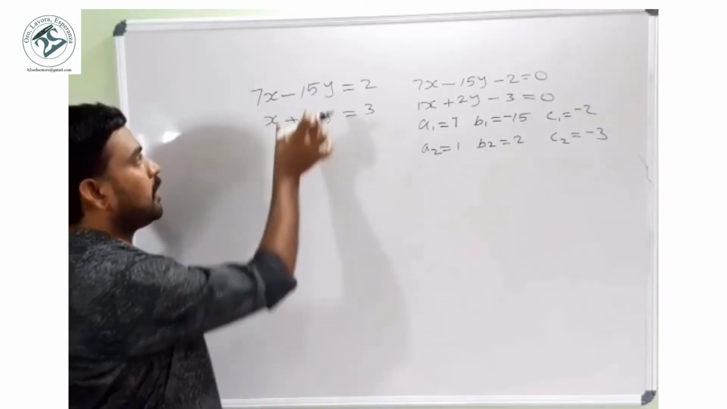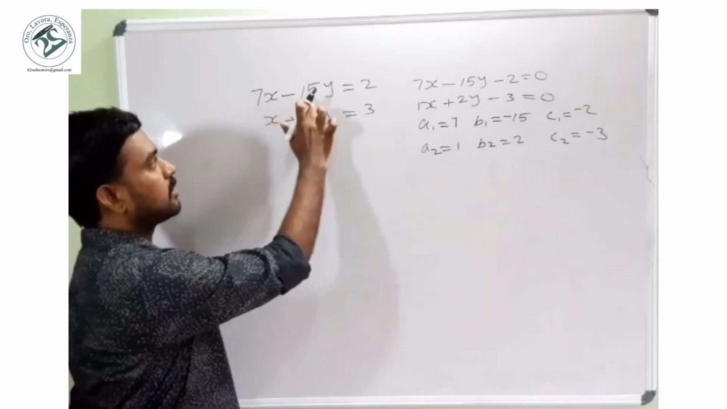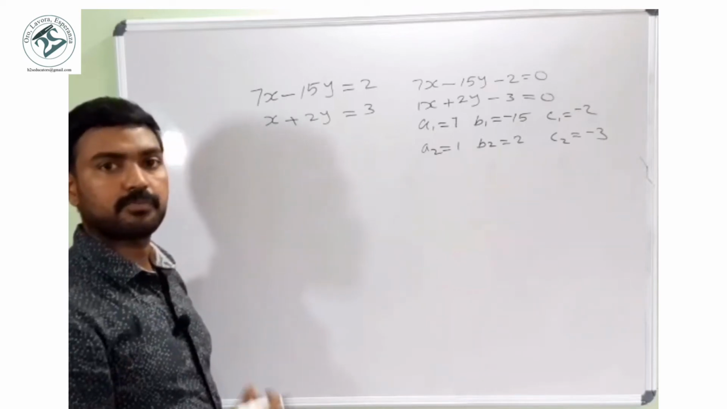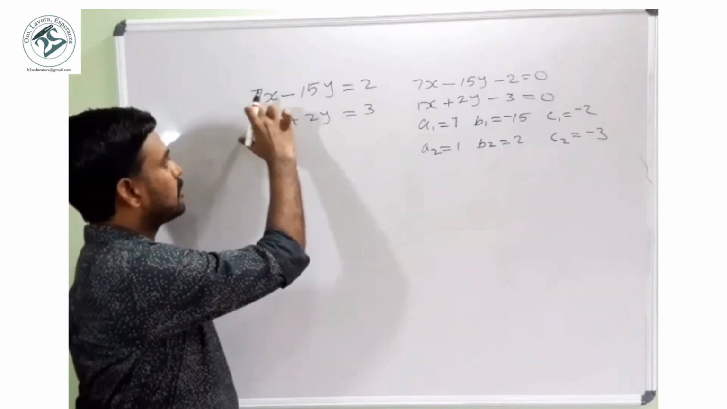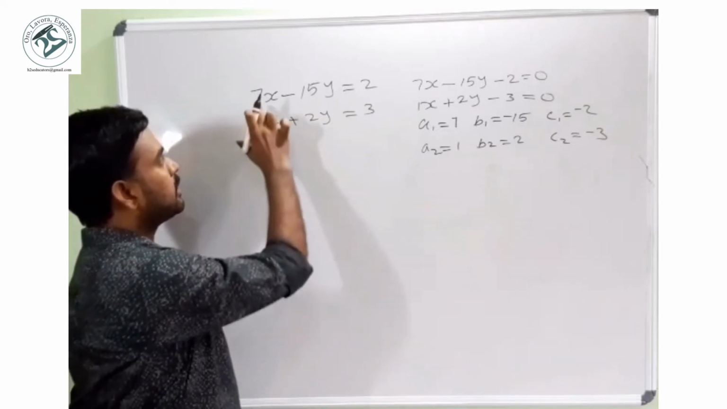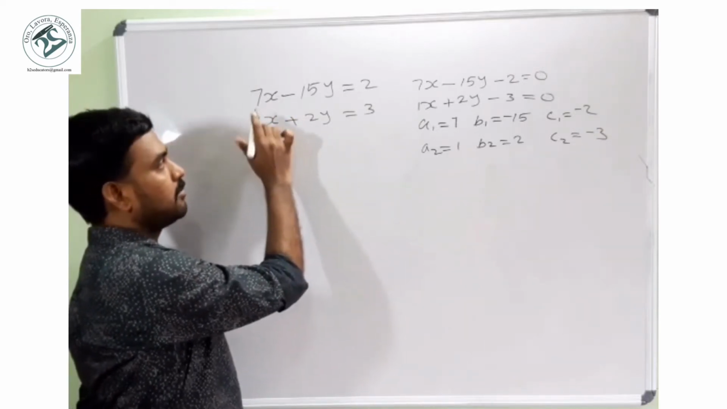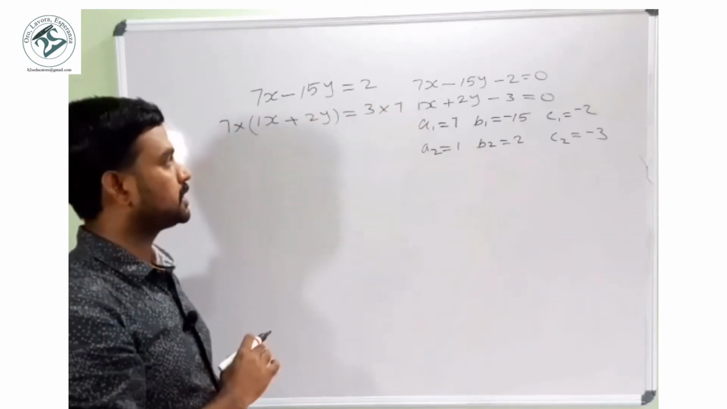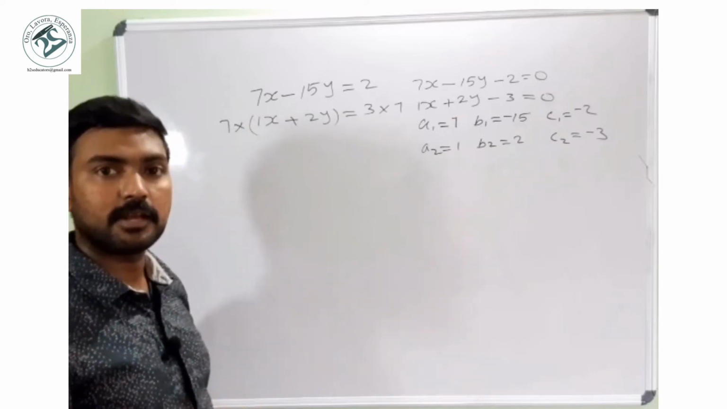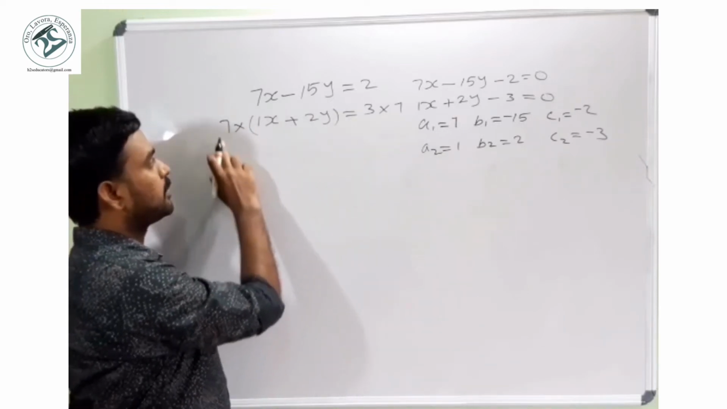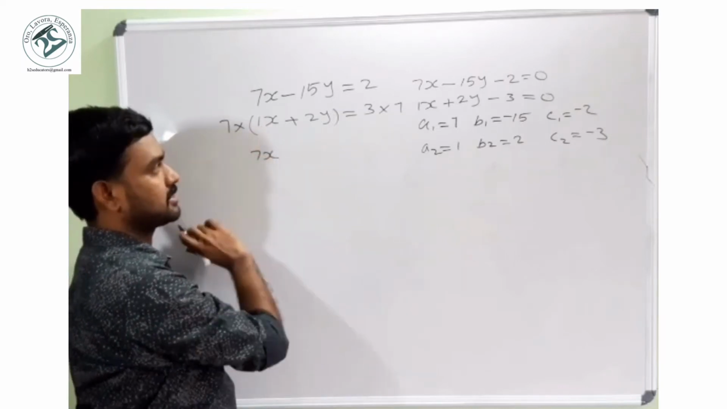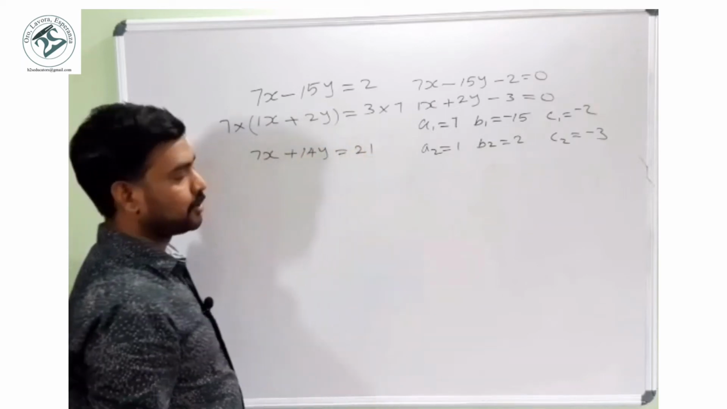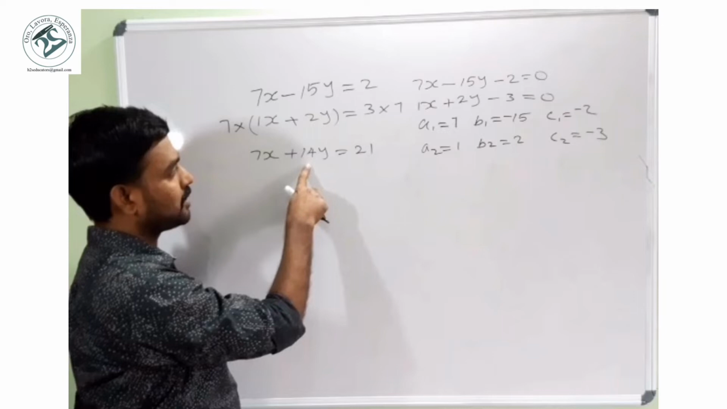In elimination, you identify the coefficients: here 7, here 15, here 1, here 2. Then make any coefficients of the equation equal. That means here the x coefficient is 7, here 1. So I can make this 1 into 7 by multiplying by 7 on both sides. You studied that in an equation, on both sides we can multiply with the same number. So I am going to multiply with 7. What will happen? 7 into 1x will become 7x. 7 into 2 will be 14y. 7 into 3, 21. Now you observe this equation becomes 7x plus 14y is equal to 21.